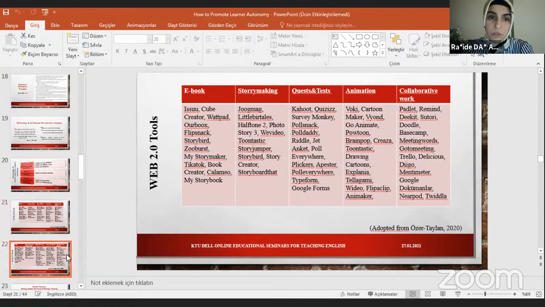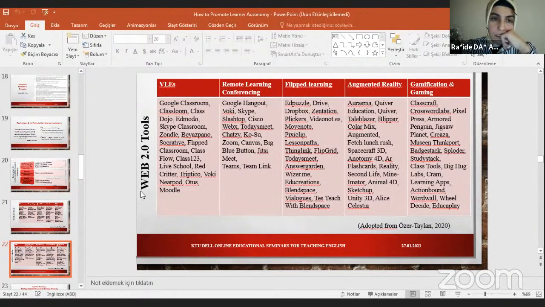Another tool page for you, for instance, for integrating virtual learning environments: you may use Edmodo, Class Dojo, or Google Classroom. From the very beginning of my teaching, I've been using Google Classroom, and yes, I find it very useful.